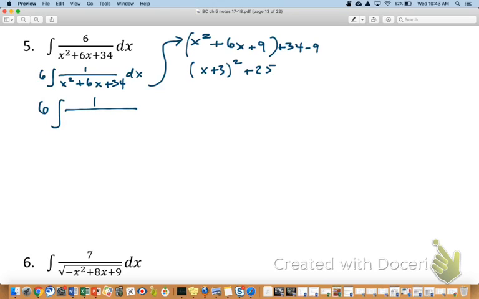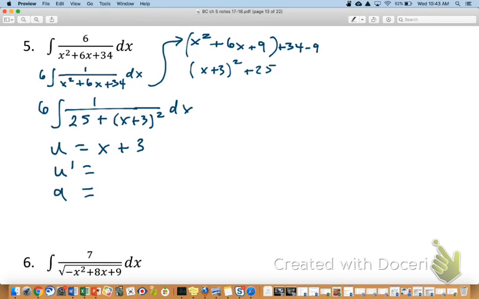So if you wanted to write it the same way, it'd be 1 over 25 plus x plus 3 squared dx. And this looks a lot like arctan, doesn't it? So if this is truly going to be arctan, I need to identify my u, my u prime, and my a. What's my u? What does that have to be? X plus 3. Yep, that's my function in terms of x. What then is my u prime? 1. And my a value?